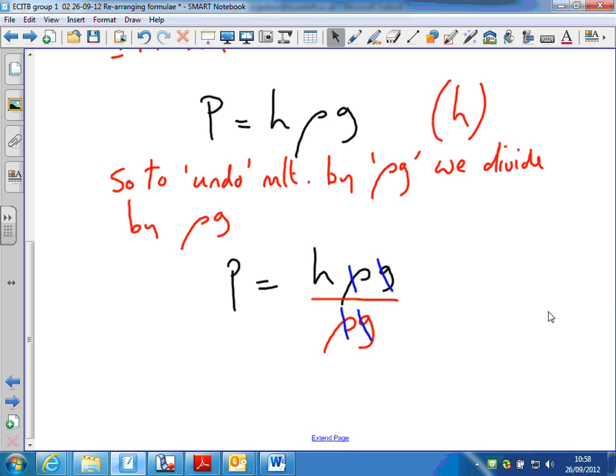However, if I'm going to divide the right-hand side by rho G, because this equals means whatever's on the right must be the same as what's on the left, what must I do to the other side? Divide by rho G. Whatever I do to one side, I must do to the other side to keep it balanced, to keep the equation, or the formula in this case, balanced. So long as if I do something to one side, I do the same thing to the other side, it's still balanced. So if I'm going to divide by rho G, I must divide the left-hand side by rho G.